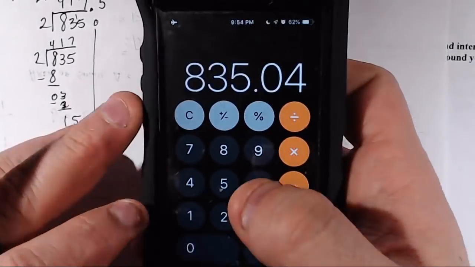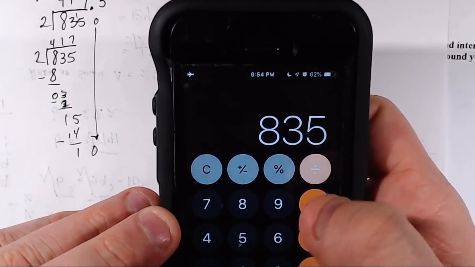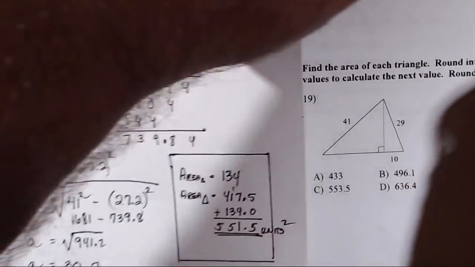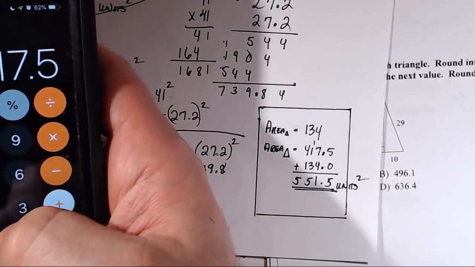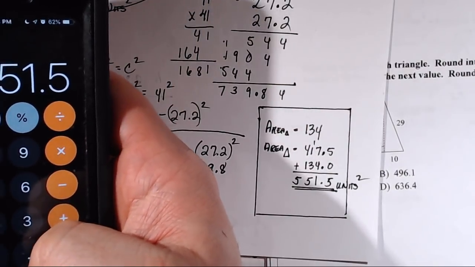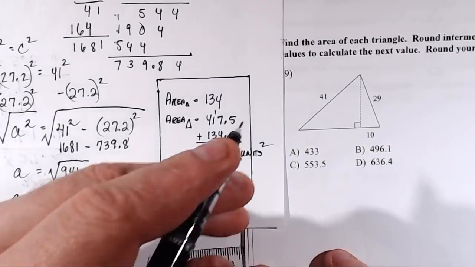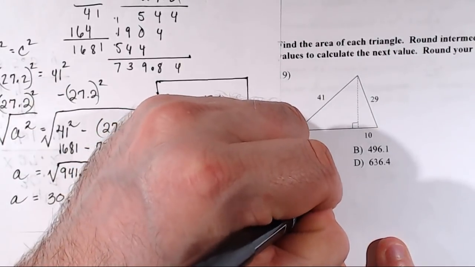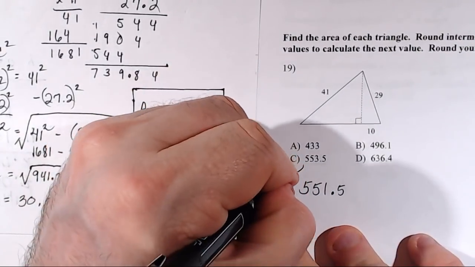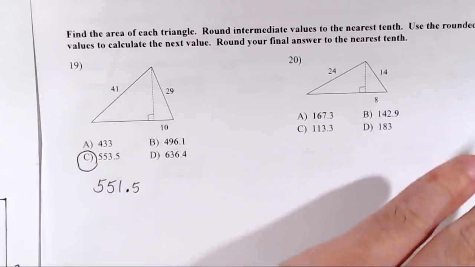Let me see here. So 835. Let's do 835 divided by 2. Make sure that was correct. Then what exactly did we do? We added that to 134. 134. 551.5. Now, so the correct answer should be, unless I've done something wrong, 551.5. My guess is that it's got to be C. But my guess is that this is where something went wrong.